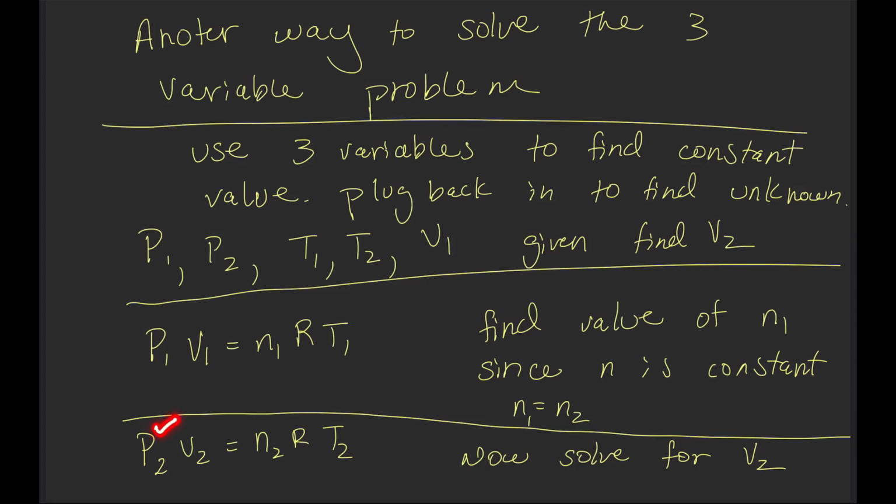So now you know what P2 is, told to you in the problem. You know what T2 is, told to you in the problem. We've already solved what N2 was, so we know this, this, this, and this, and now we can go back and solve for V2. So both methods will work, and both methods will give you basically the same answer for V2. I have no real preference.